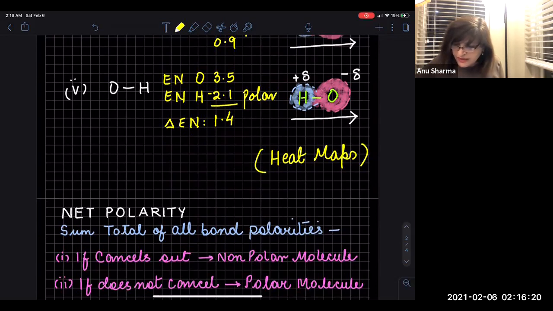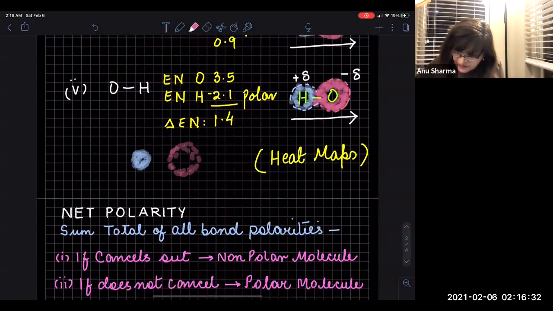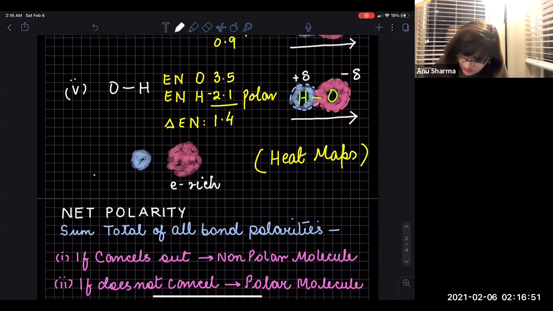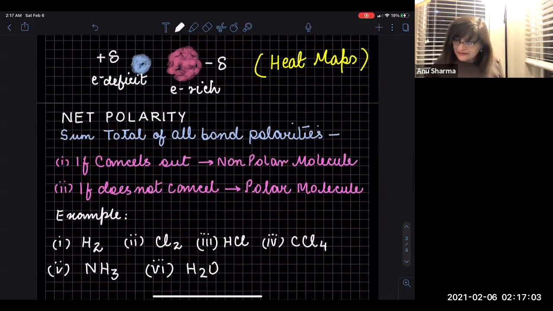Heat maps mean the red color shows fewer electrons or low temperature, and this one shows high temperature, more electrons. So this is more electron rich, and this is electron deficit. Fewer electrons here, so that is why delta positive and delta negative. All right, so this is just a general trend.